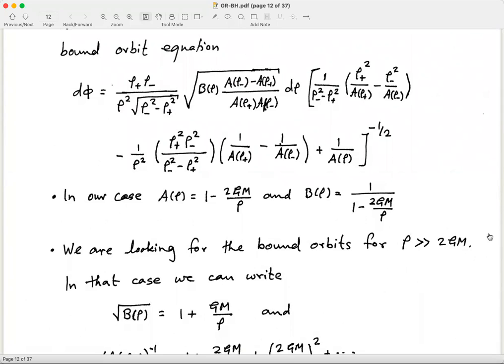Maybe I should say why one is doing this kind of approximation, just to give some idea as to what the scales of these things are. The 2gm radius is what we would call the Schwarzschild radius of the object. Suppose you want to ask this question about, say, the sun. That means m is the solar mass. Then the factor 2gm is roughly of the order of a few centimeters. That would be the Schwarzschild radius of the sun.